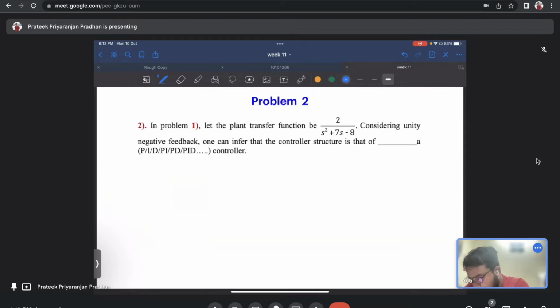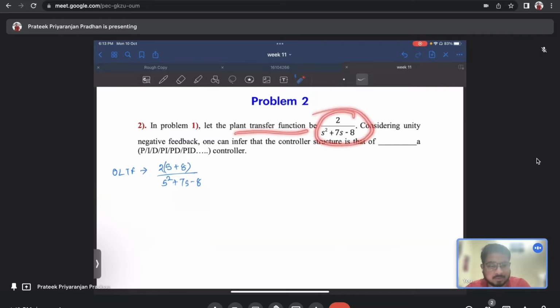In problem one, what was the open loop transfer function? The open loop transfer function was 2 into s plus 8 whole divided by s square plus 7s minus 8. So this was my transfer function, from which the plant transfer function is given.